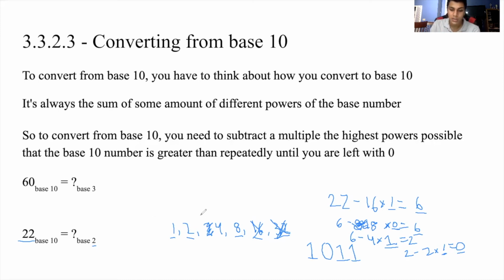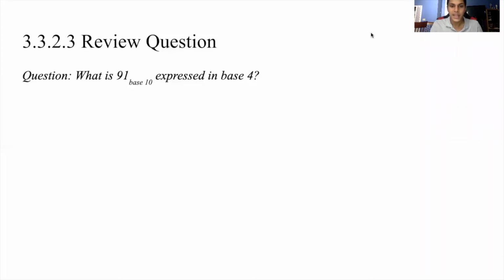So now we do it one more time to finish off in the ones place. How many times does 1 go into 0? Well, any number goes into 0 0 times, right? So 0 minus 1 times 0 equals 0. And since it goes into it 0 times, we put a 0 in the ones place of this base 2 number. And so our result, 22 in base 10 equals 10110 in base 2.